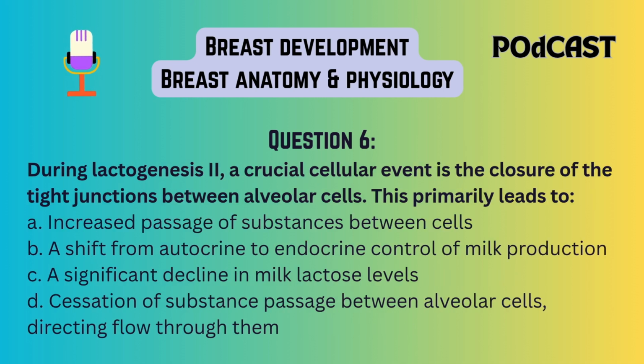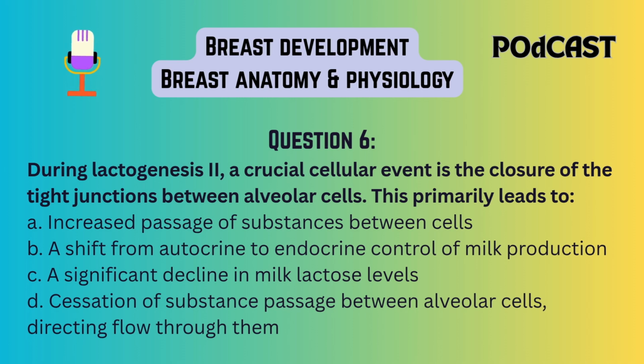Question 6. During lactogenesis stage 2, a crucial cellular event is the closure of tight junctions between alveolar cells. This primarily leads to A, increased passage of substances between cells, B, a shift from autocrine to endocrine control of milk production, C, a significant decline in milk lactose levels, D, cessation of substance passage between alveolar cells, directing flow through them. The answer is D, cessation of substance passage between alveolar cells, directing flow through them.